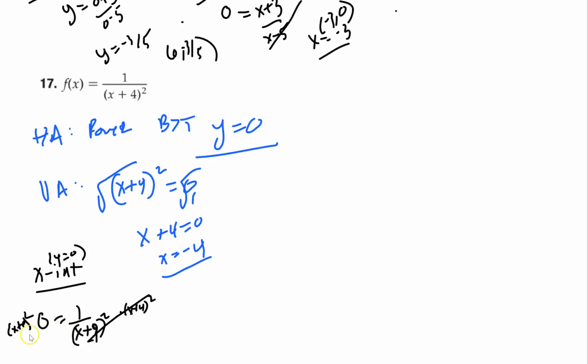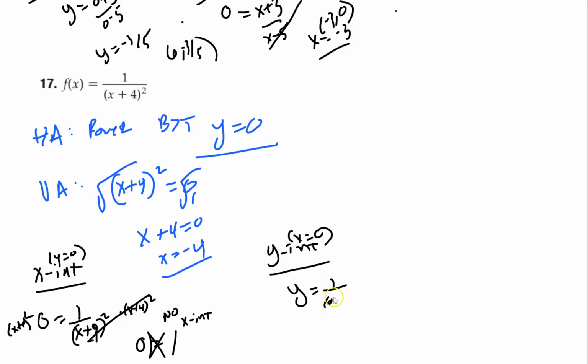Right? These cancel. 0 times anything is 0, so you get 0 equals 1. That's a wrong statement. 0 does not equal 1. So what happens? There's no x-intercept. Until you get something false like that, that means there's none. No x-intercept. Y-intercept: again, we're going to set x equal to 0. So y equals 1 over 0 plus 4 squared, which is 1 over 4 squared, which is 1 over 16. So (0, 1/16).